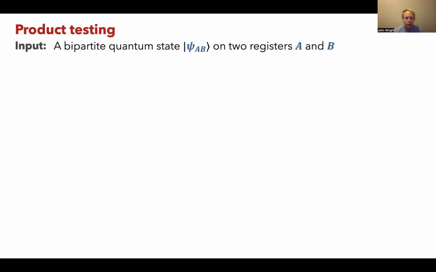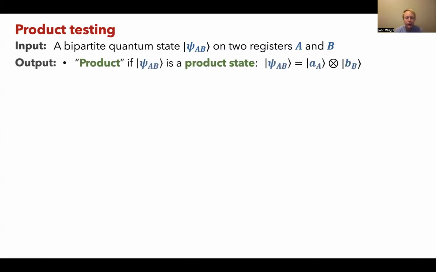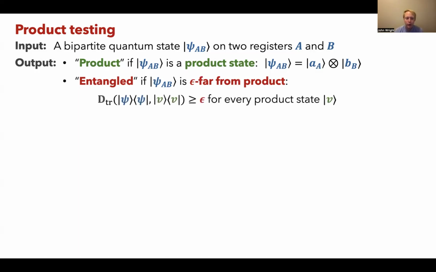In product testing, your input is going to be a bipartite quantum state psi AB on 2 registers A and B. And your goal is to do the following. You would like to output the word product if psi AB is indeed a product state across AB. So on the A register, it's ket A, and on the B register, it's ket B. Otherwise, you'd like to output that it's entangled if psi AB is epsilon far from product. What that means is that the trace distance between psi and V is at least epsilon for every possible product state V. So it's at least distance epsilon from any product state.